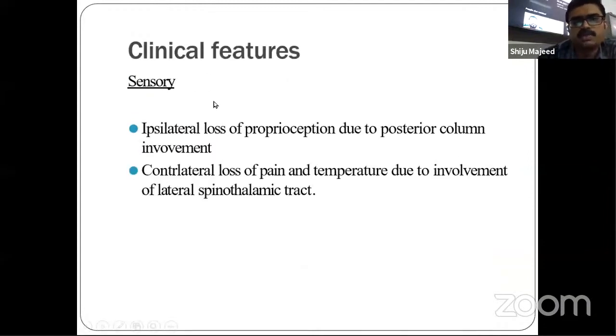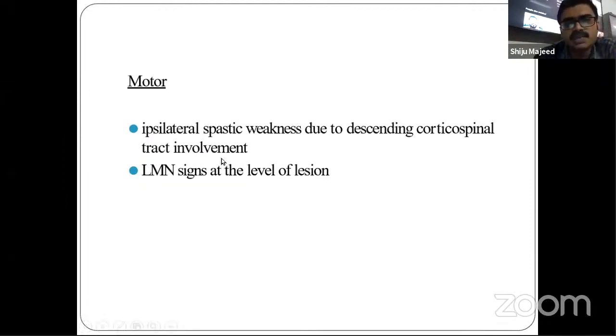So again, repeating the clinical features, we can note down this very important topic. Sensory: ipsilateral loss of proprioception due to posterior column involvement; opposite side, contralateral, loss of pain and temperature due to involvement of the lateral spinothalamic tract. Motor: the same side, UMN lesion, because if it is in the cervical or thoracic spinal canal, you get a UMN lesion. So there will be spastic weakness due to the involvement of the pyramidal tract. And at the level of the lesion, you get LMN signs.